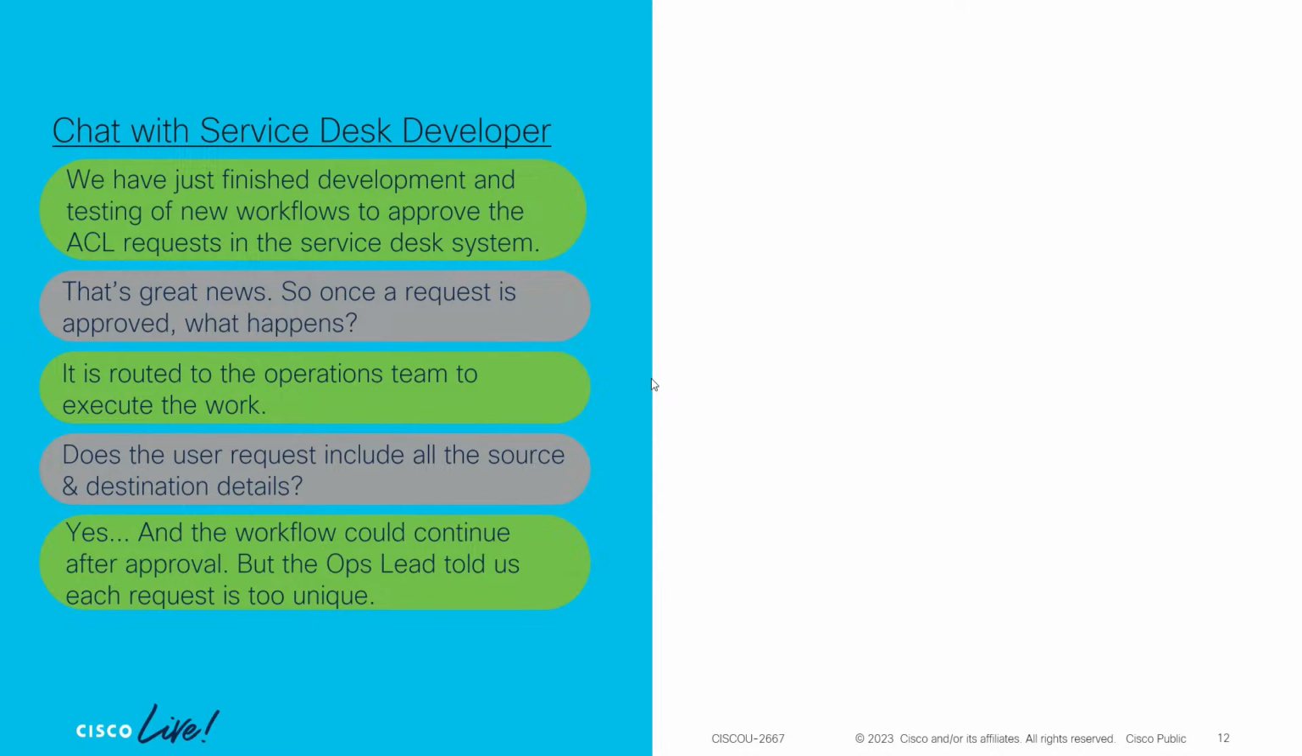And then you have a chat with the service desk developer. And from this chat, you should see who the main stakeholder of this issue is. So what does he say? We have just finished the development and testing of new workflows to approve the ACL request in the service desk system. So the main stakeholder you're trying to help here is this service desk developer. And that's what you need to pick up from these conversations.